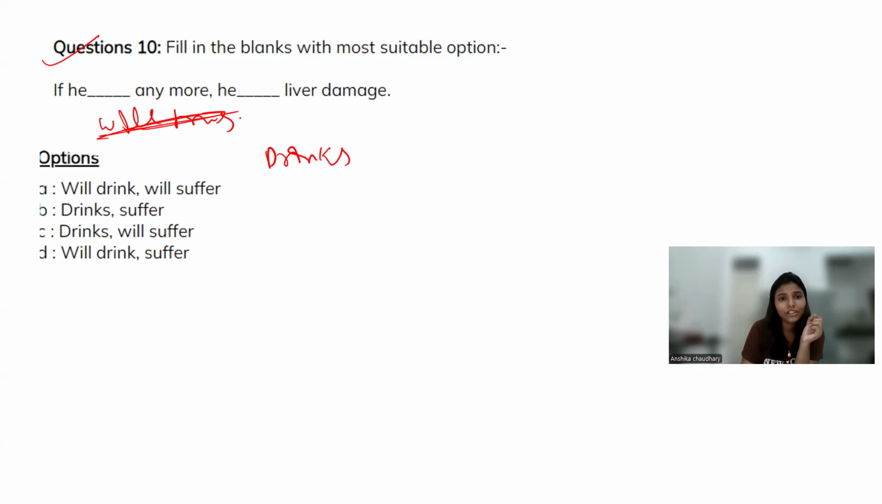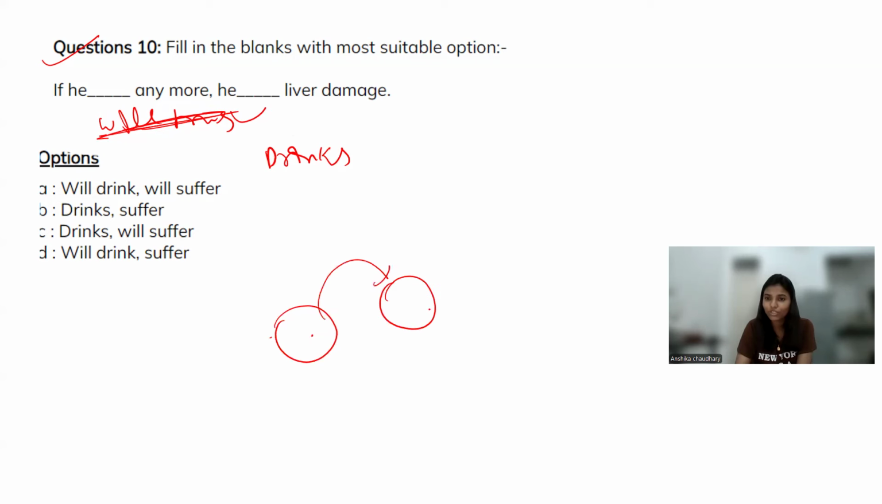His liver will suffer. See, here we first use the present tense, then we talk about the future tense. If you are doing this thing now, then it will affect your future, right? Same thing. If he drinks any more, his liver will be damaged. So "drinks" and "will suffer" will be the correct answer. Option number C will be the right answer.